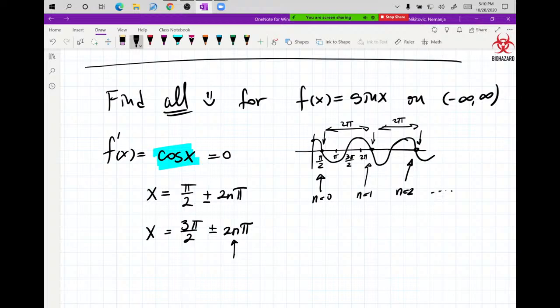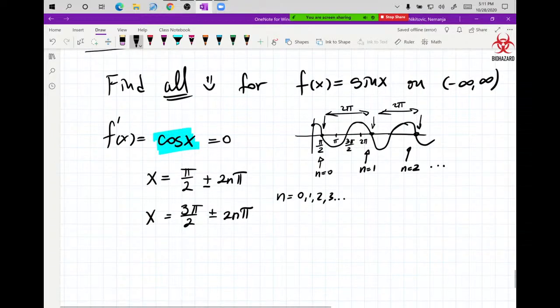And then it goes like that. So when I write these solutions like this, we have to write that n is equal to 0, 1, 2, 3, on and on. This is n equals 0. This is n equals 1. This is n equals 2, going on forever. Now, if you pick minus signs, then you are going this way, because you're subtracting 2 pi, so you're going to the left. So this gives you the infinitely many critical points.